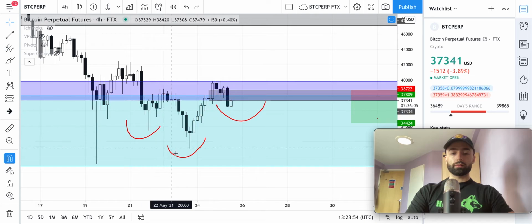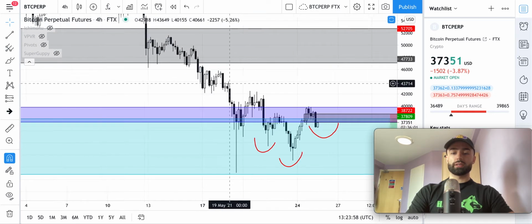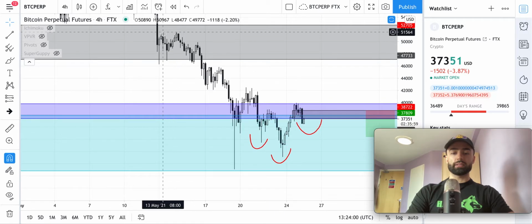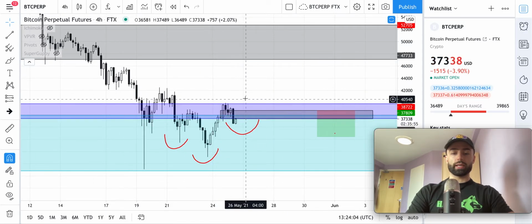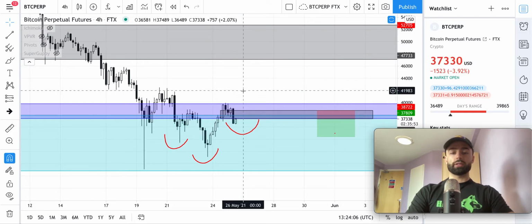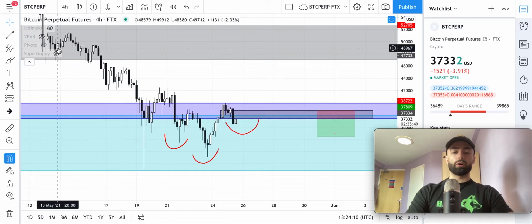This pattern, you typically see at the bottom of a run, so it's actually showing up very nicely at the bottom of this run. And if we do end up seeing a breakout above here, I would imagine that this pattern has a pretty good chance of playing out over the coming days.